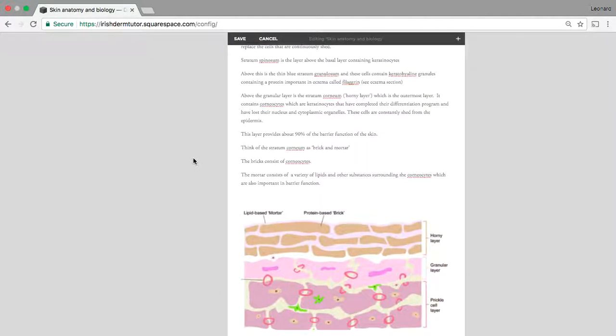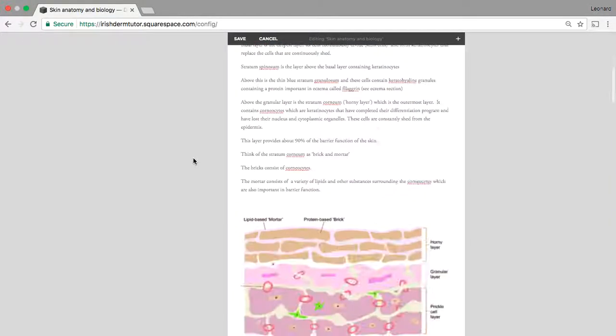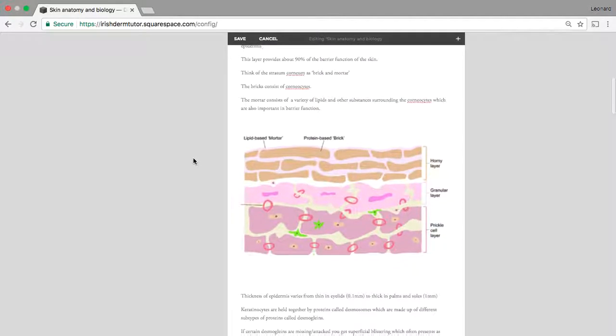A good way to think of the stratum corneum is of bricks and mortar. The bricks consist of corneocytes, or these dead cells, and the mortar consists of a variety of lipids and other substances which surround the corneocytes, and these are also important in barrier function. This can be demonstrated from this picture here of basically a brick wall acting as a barrier.